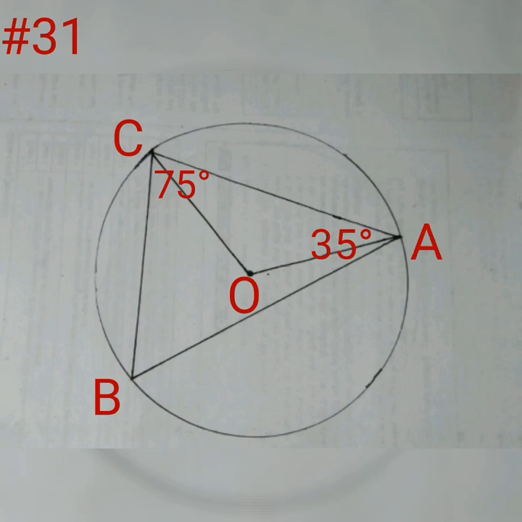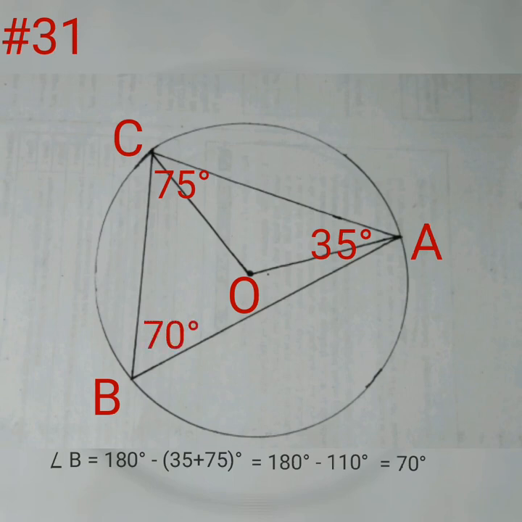First, find the measure of angle B. Angle B will be 180 degrees minus the measure of angle A and C, which are 35 degrees and 75 degrees. So 180 degrees minus 110 degrees is equal to 70 degrees. The measure of angle B is 70 degrees.